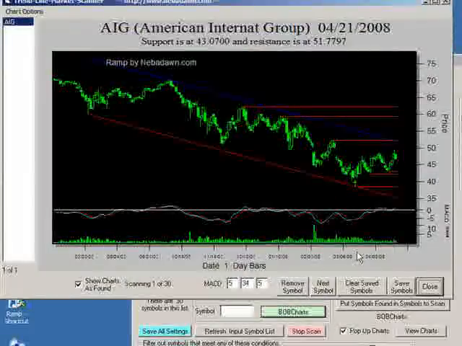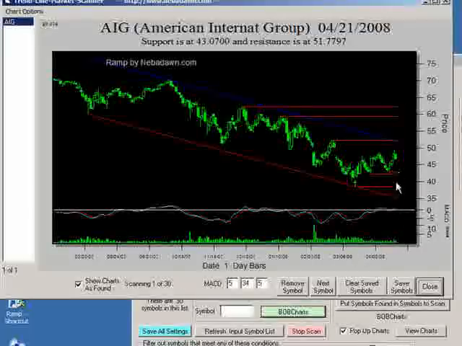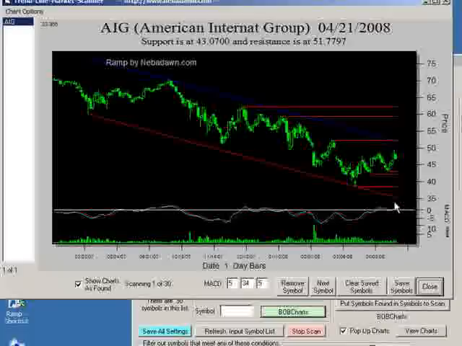RAMP will generate a Bob chart for AIG, which is nothing more than a chart showing automatic support and resistance levels. In this case, I've asked the Bob charts to show me 4 resistance levels and 4 support levels. This is adjustable from 1 to 4 under the Advanced button, which I'll show you in just a moment.